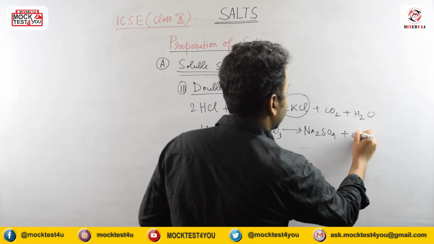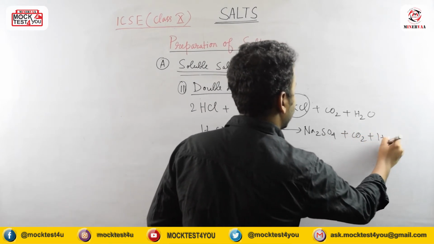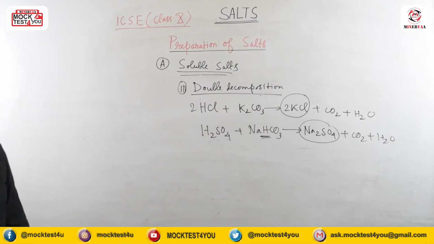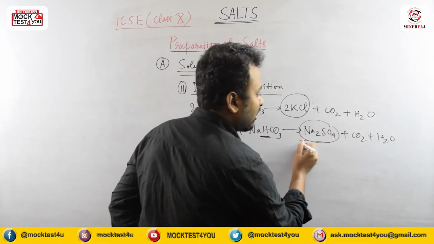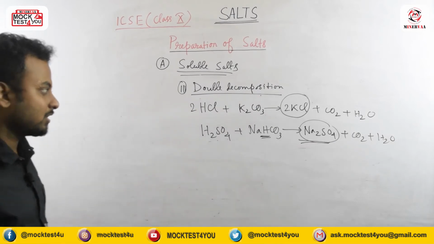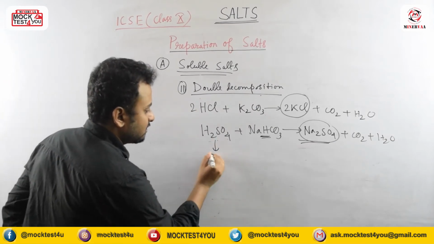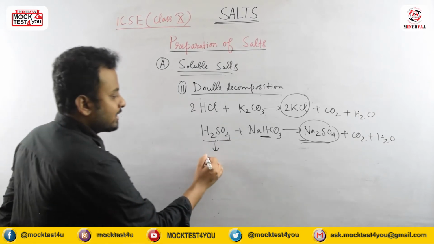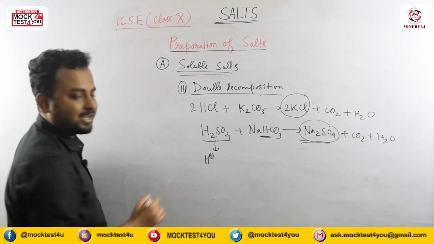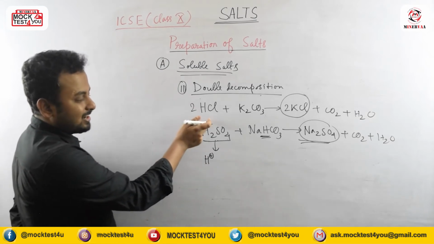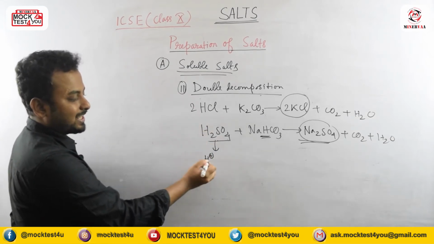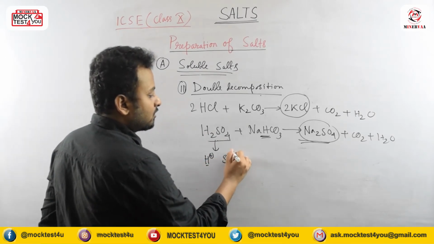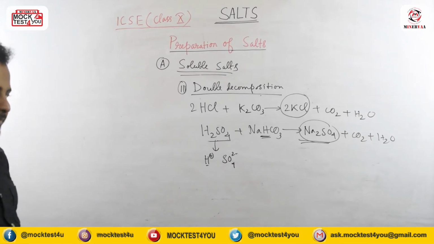Na2SO4 plus CO2 plus H2O. Even from here we are getting also a soluble salt, Na2SO4. So how do I write the formula of this soluble salt? We have to understand that from H2SO4 we will get two types of ions. One is the H plus cation, always the left hand side part is the cation part. And another ion we get is SO4 2 minus, sulfate ions, right?